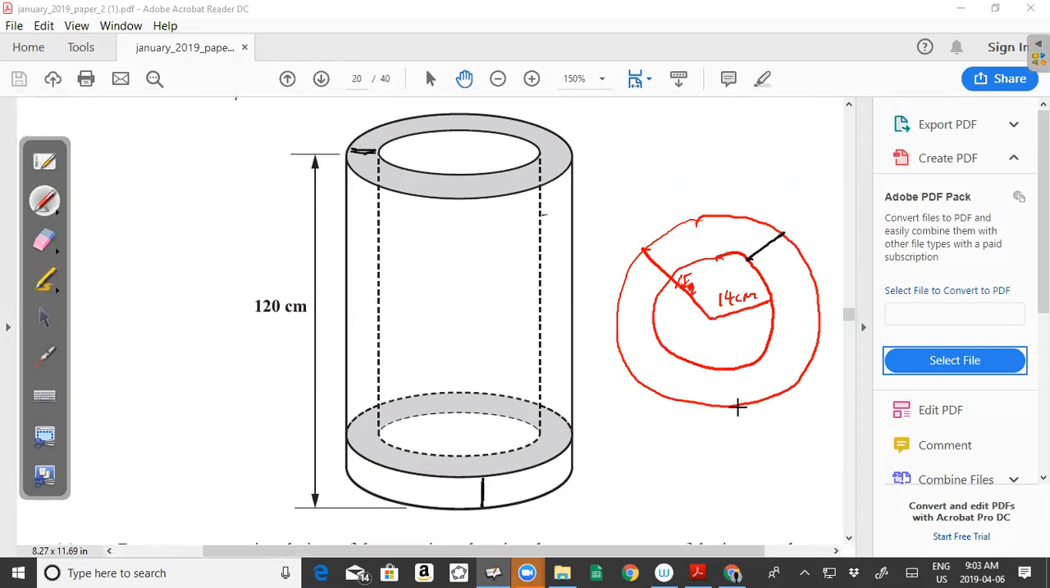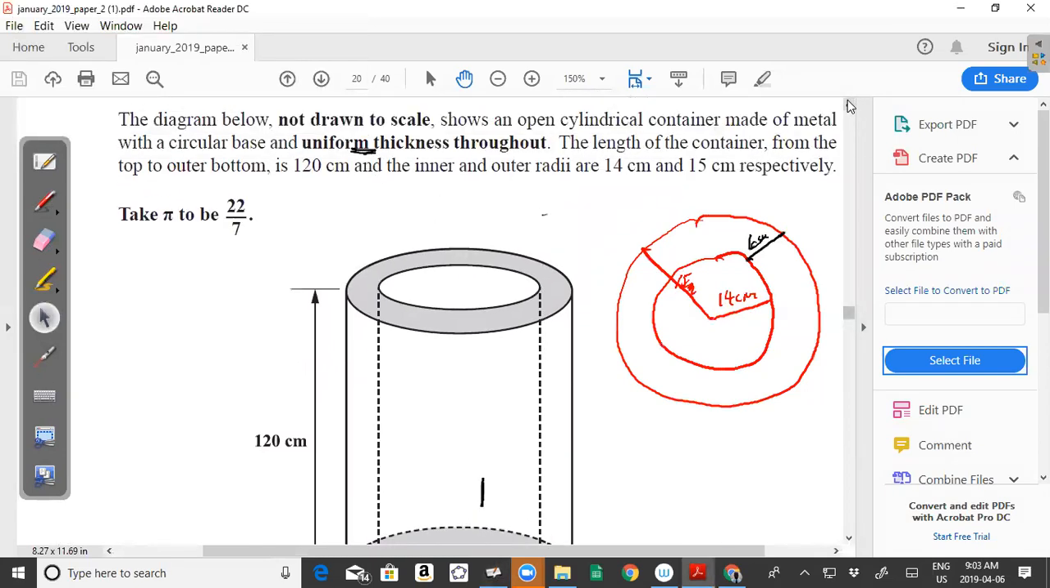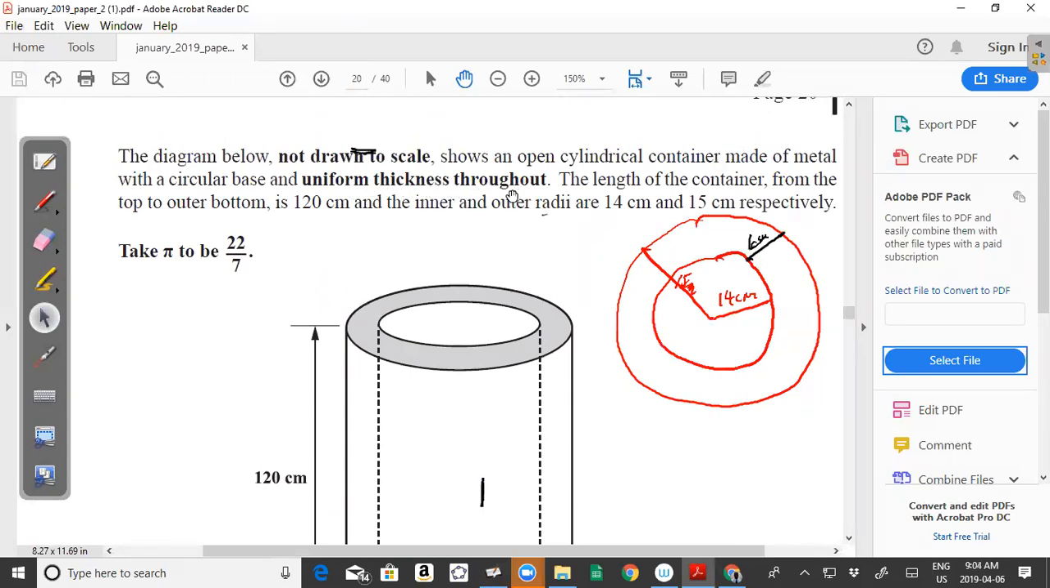And of course, the thickness here, if this is 14 centimeter and this is 15 centimeter, then of course the thickness has to be 1 centimeter. The thickness is 1 centimeter. And that's the thickness that they're talking about in the question here. Uniform thickness throughout, okay? 1 centimeter throughout. So this is 1 centimeter, down 1 centimeter, and at the bottom is 1 centimeter. So this is the answer here for part one.